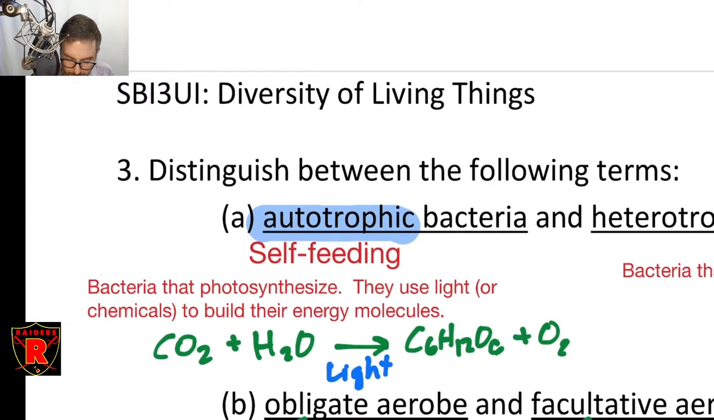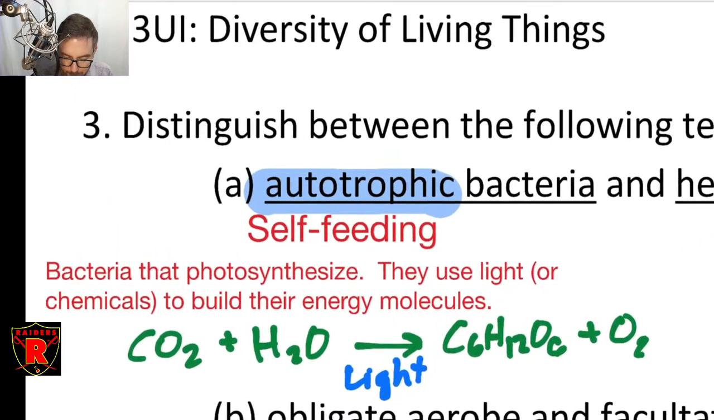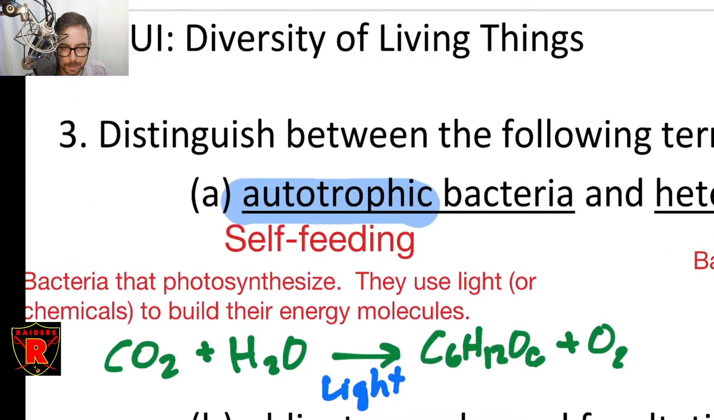You guys know that process. Photosynthesis. You've probably seen that before. That's carbon dioxide and water, a reaction that happens with light, and then you produce sugar molecules and oxygen. I also previously mentioned that bacteria make up a lot of the producers in aquatic ecosystems, and this is just an example of that. So there are many that do photosynthesis.